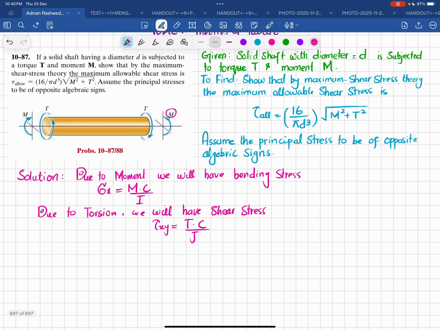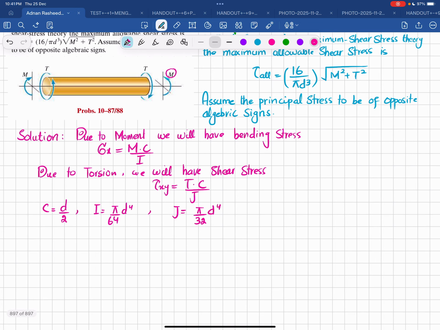So what we are going to do is find this C. C will be equal to D divided by 2, since the diameter is given. What we have is I, the moment of inertia, and for a circular rod it is equal to pi by 64 d power 4. Similarly, J is the polar moment of inertia, and for a solid circular shaft it is equal to pi by 32 d power 4. Okay, now we have all these values.